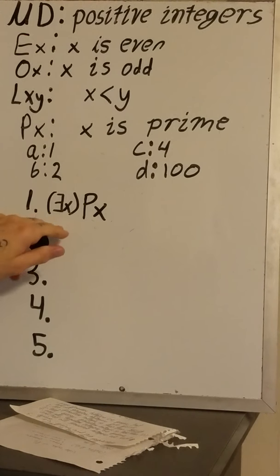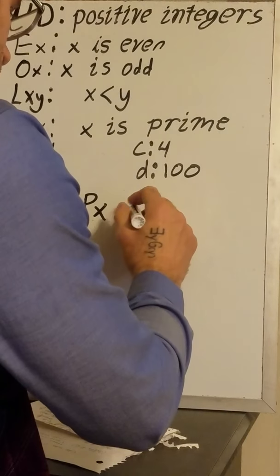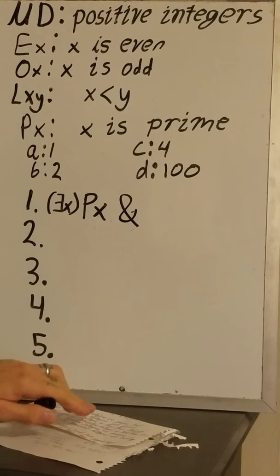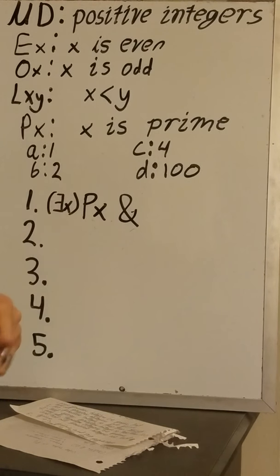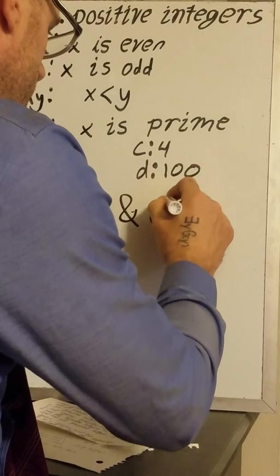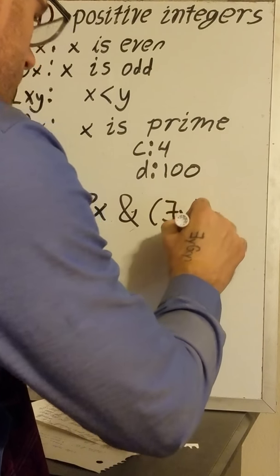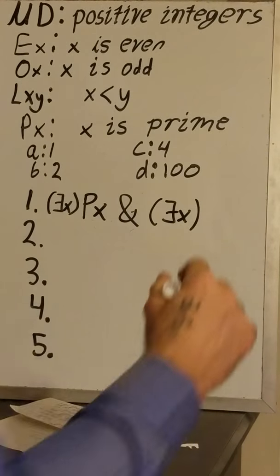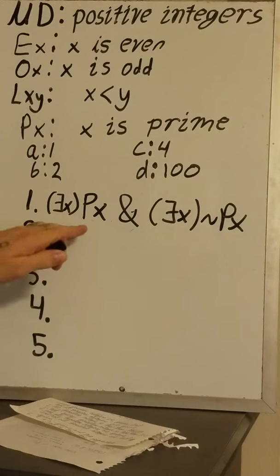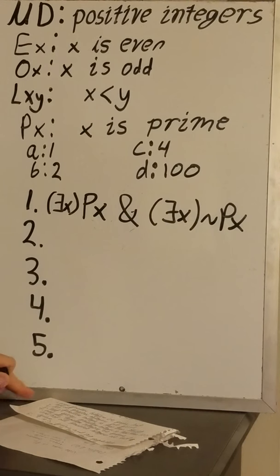All right. So some positive integers are prime, but some positive integers are not prime. So again, we have this word some that indicates an existentially quantified sentence. Are not prime. So not PX. There you go. That's 1.